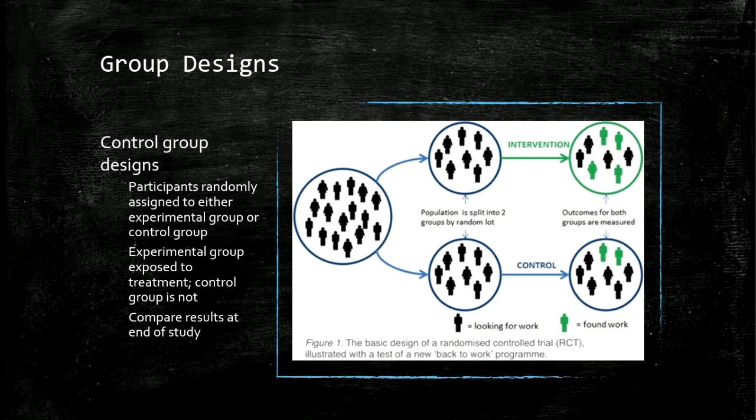At the end, you'll compare the two groups on their ability to find a job. So you see the top group, the experimental group, has more people in green, people who've been able to find work, as compared to the control group that has fewer people in green who found work. So again, experimental group gets some type of intervention, control group does not, and then you compare them on some outcome variable at the end of your study.